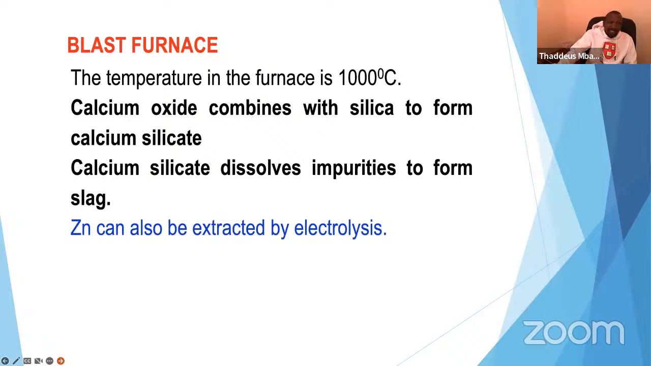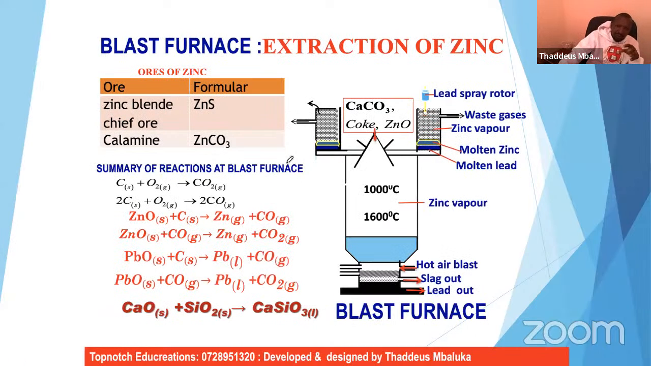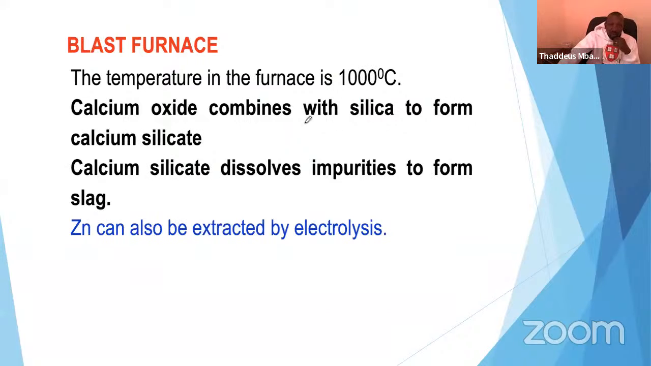Blast furnace. The temperature in the furnace is 1000 degrees Celsius. Calcium oxide, now from the decomposition of calcium carbonate, combines with silica to form calcium silicate. The calcium silicate dissolves impurities to form slag.